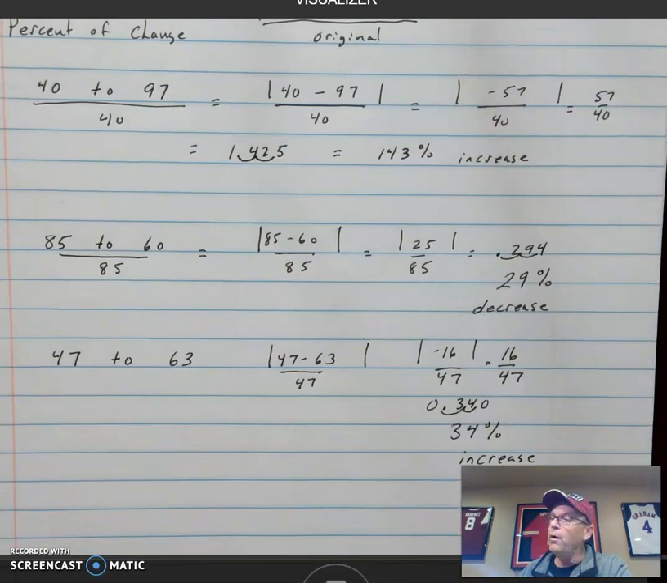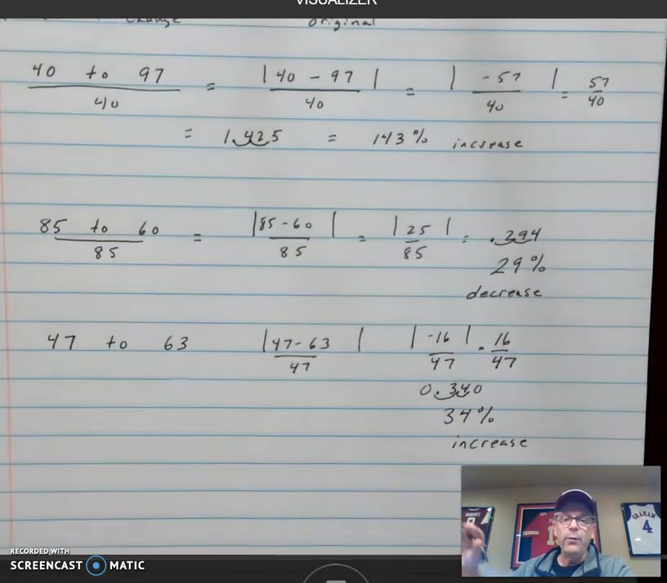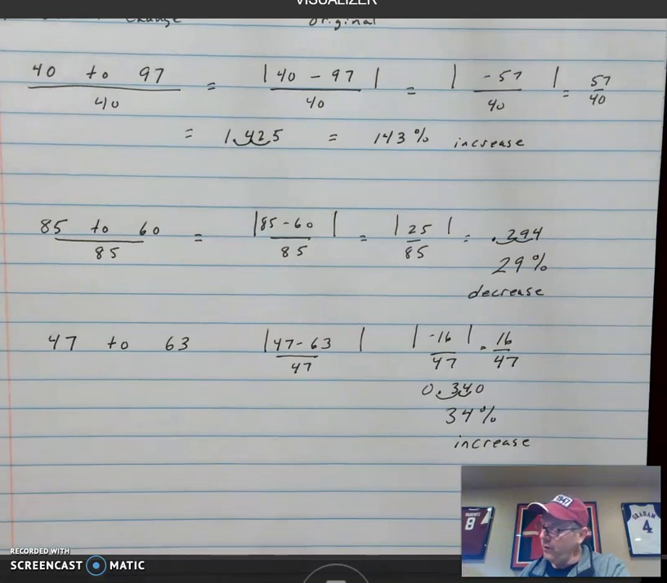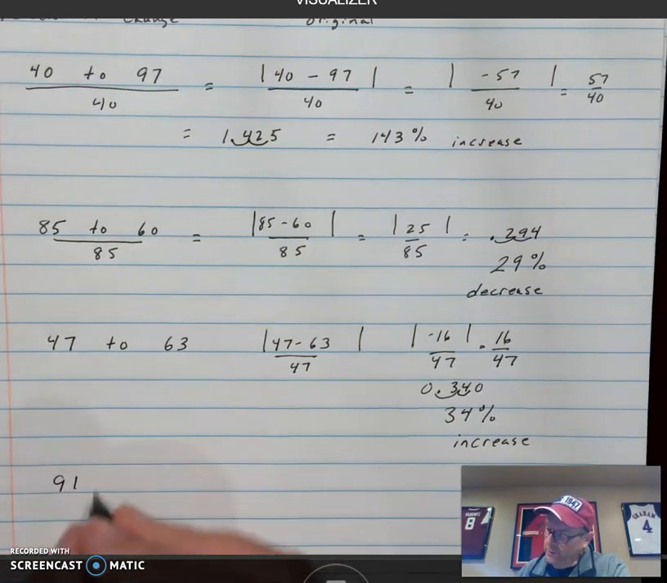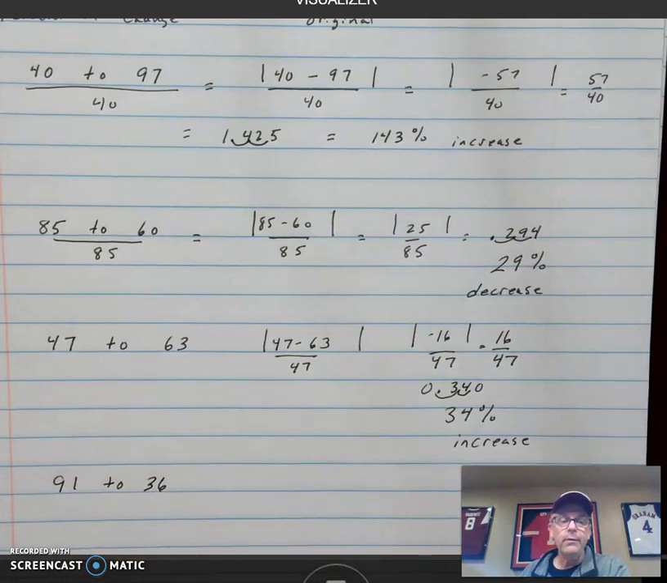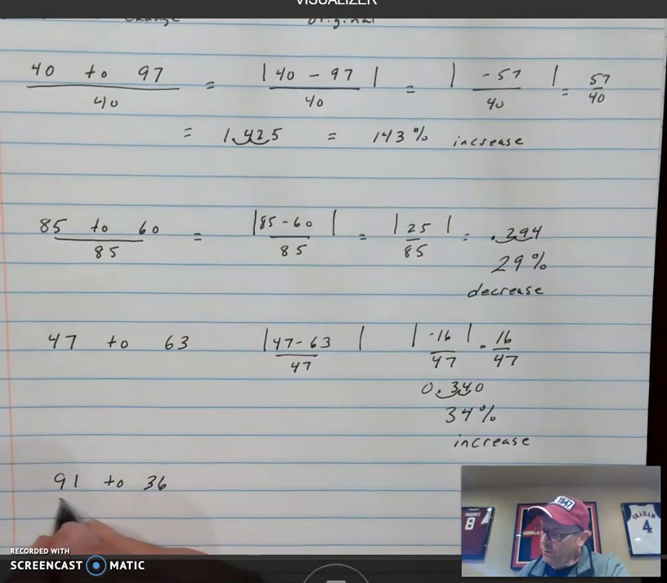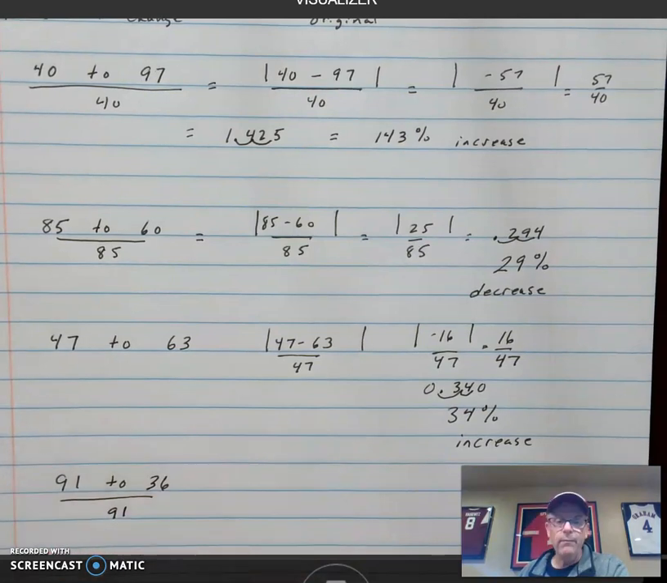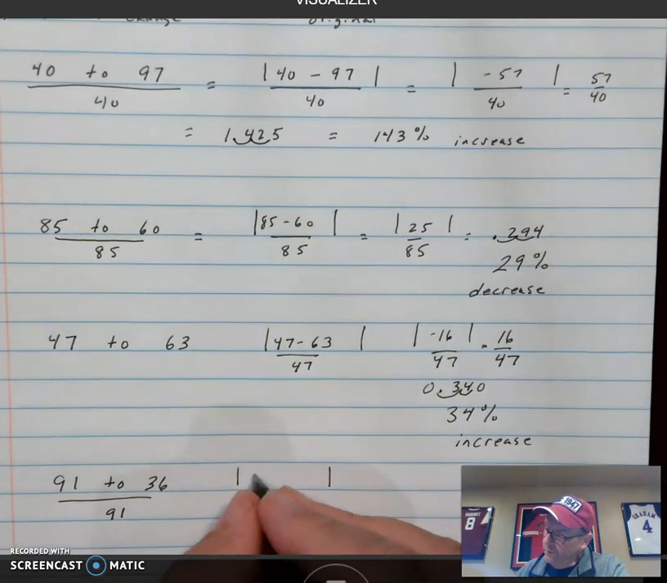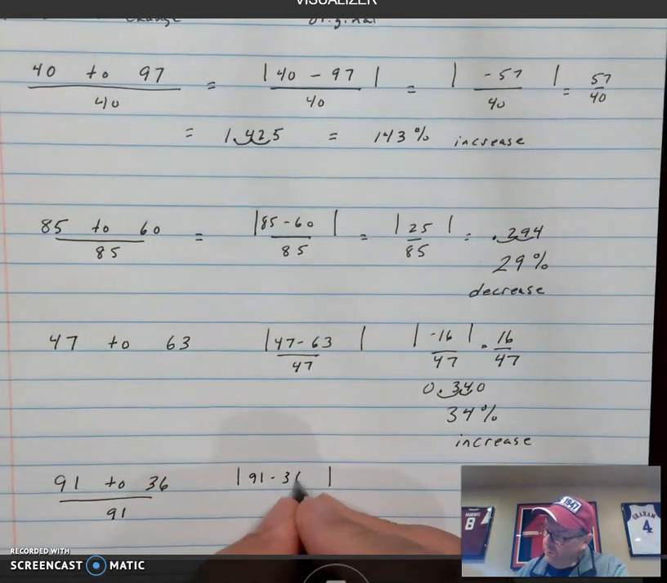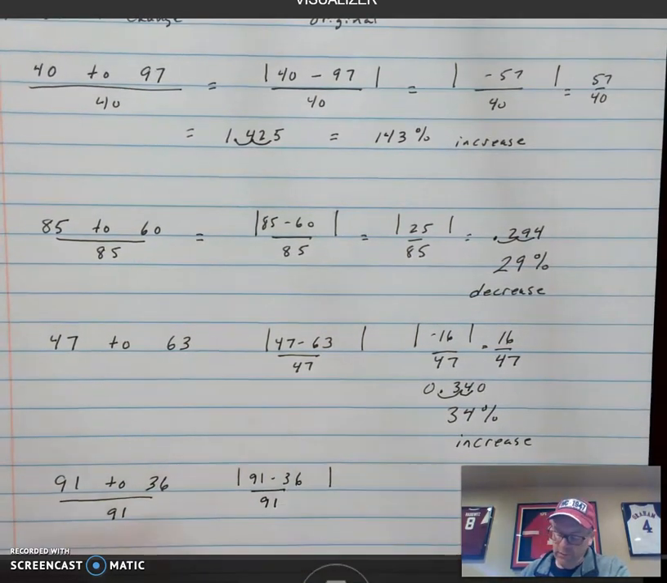Let's try one more of those. So this is our percent of change, percent increase, decrease. So let's say we go from 91 to 36. And our original is 91. So we want the absolute value of our difference. So 91 minus 36.